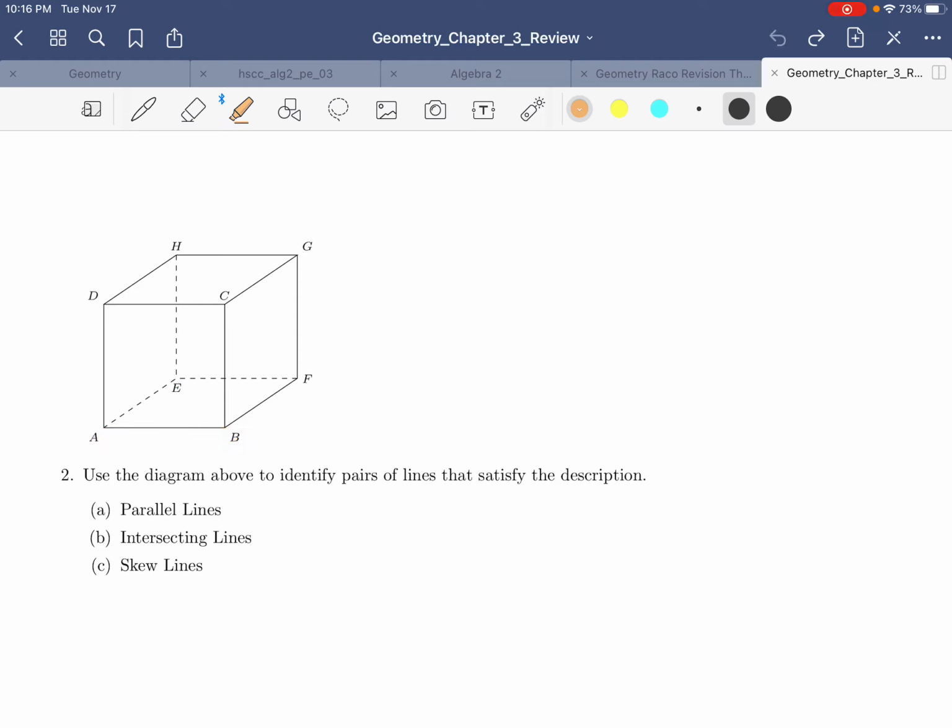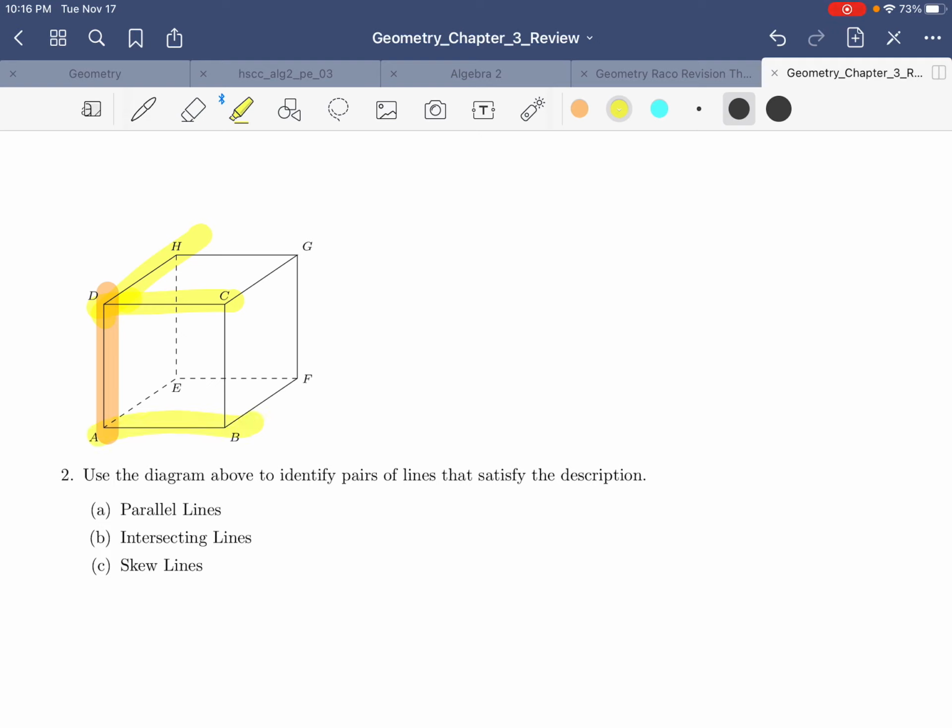Moving on, question B, intersecting lines. This one, lines that intersect, lines that cross each other. So pick a line and then find all the other lines that cross it, right? So I'd be like, that one, no, that doesn't work, that doesn't cross it. But you could be like, this one, yeah, that one works. So those two lines would totally satisfy it.